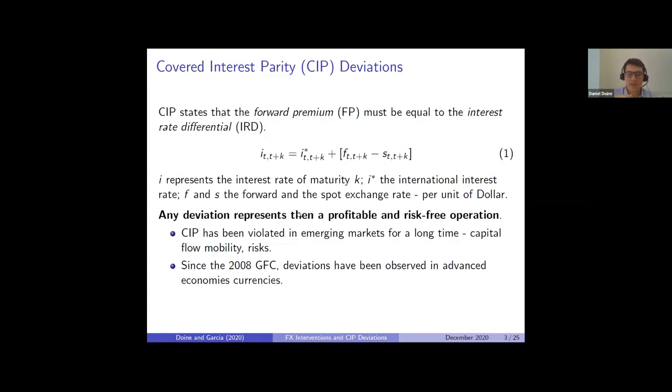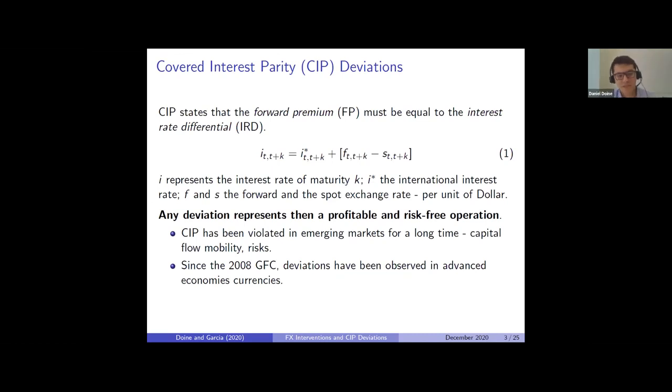Any deviation from CIP, by the theory, could lead to a profitable and risk-free operation, right? Since all the returns are known at the period the transactions are made, if you have some deviations, you expect that by arbitrage the deviation is taken to zero, and the equation holds. Okay, but this is not the case for the emerging markets.